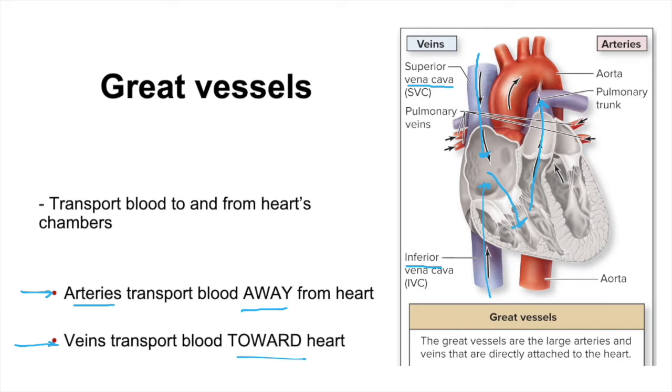So this is one of those exceptions to the rule where we have deoxygenated blood found within an artery. Okay, then we'll return to the heart via these pulmonary veins, and we'll enter into the left atrium, and then we'll be pumped into the left ventricle, and then out the aorta.